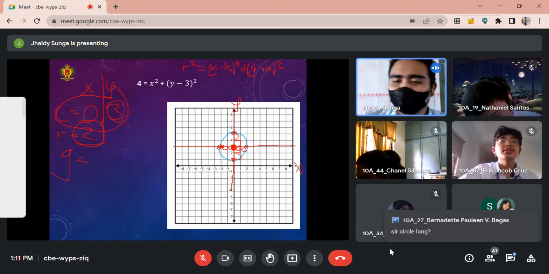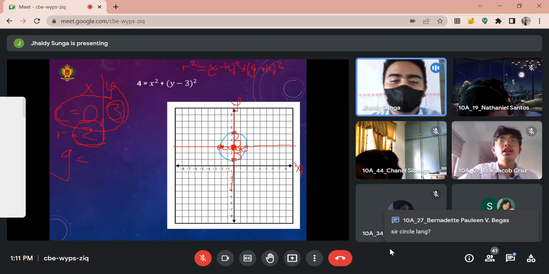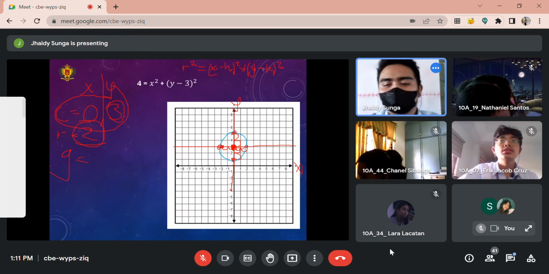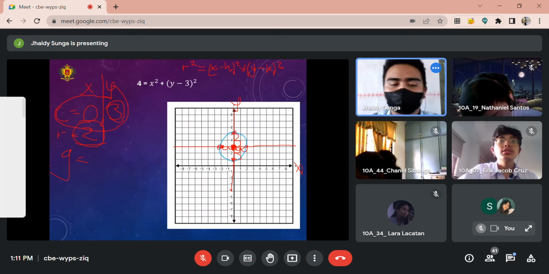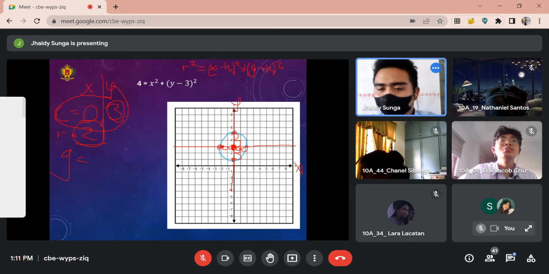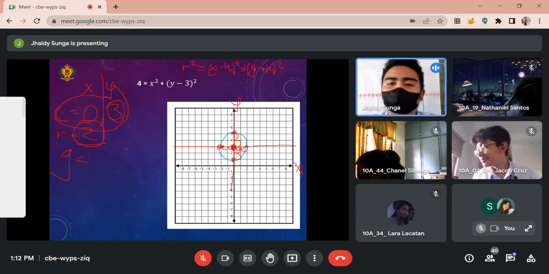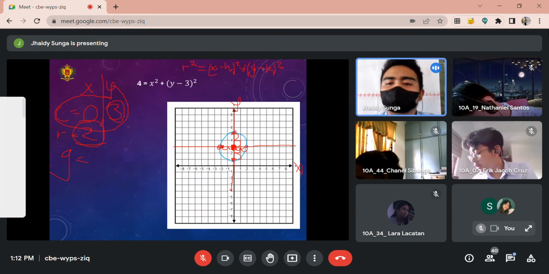Yes po, perfect circle. Not just circle, perfect circle. As you define what is a perfect circle, I will be requiring those students who are not opening their camera to open it, just for me to check your work as well. Anyone who's done already? Okay, it's time already, 1:12. Let me see your work.